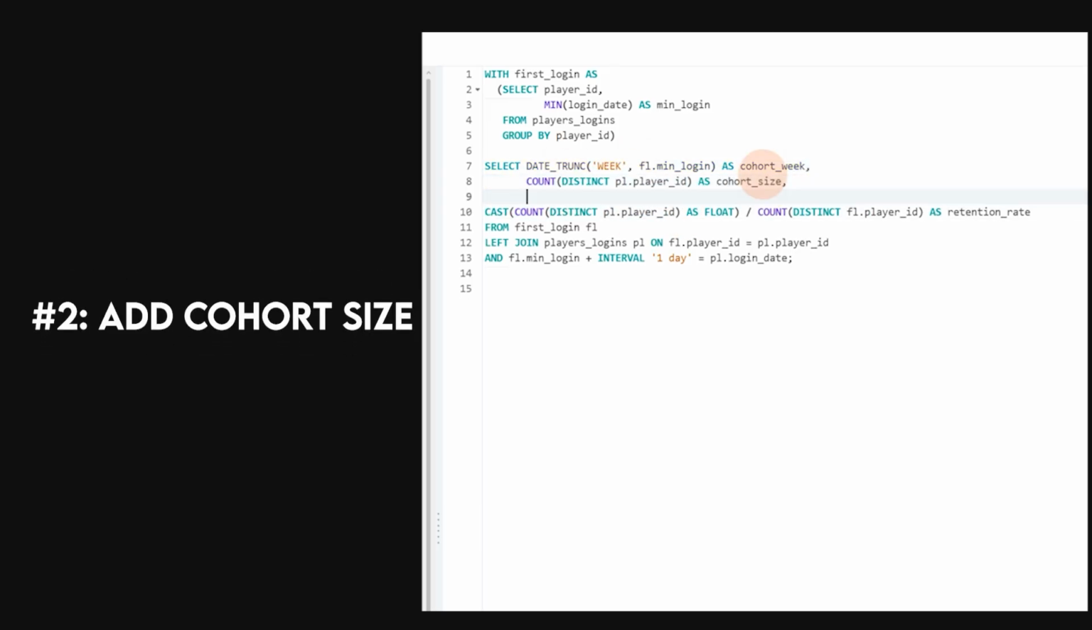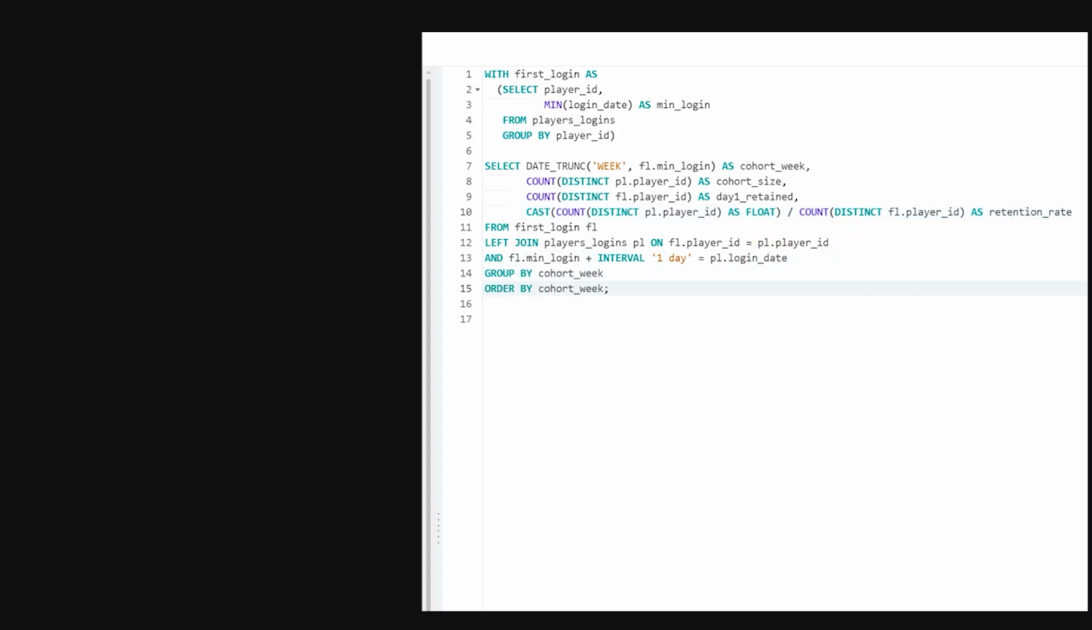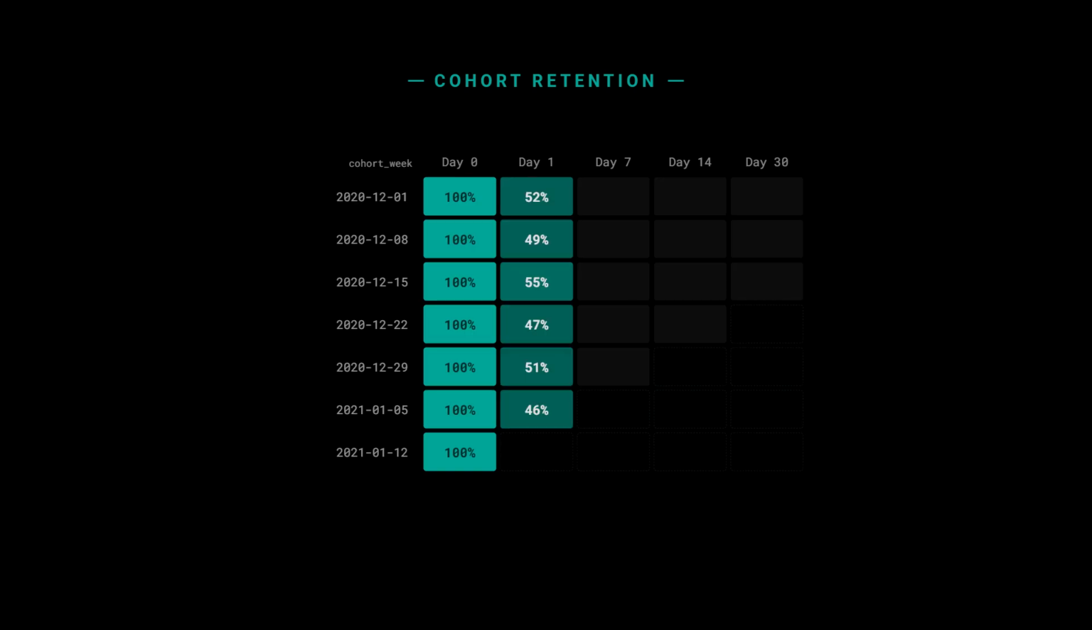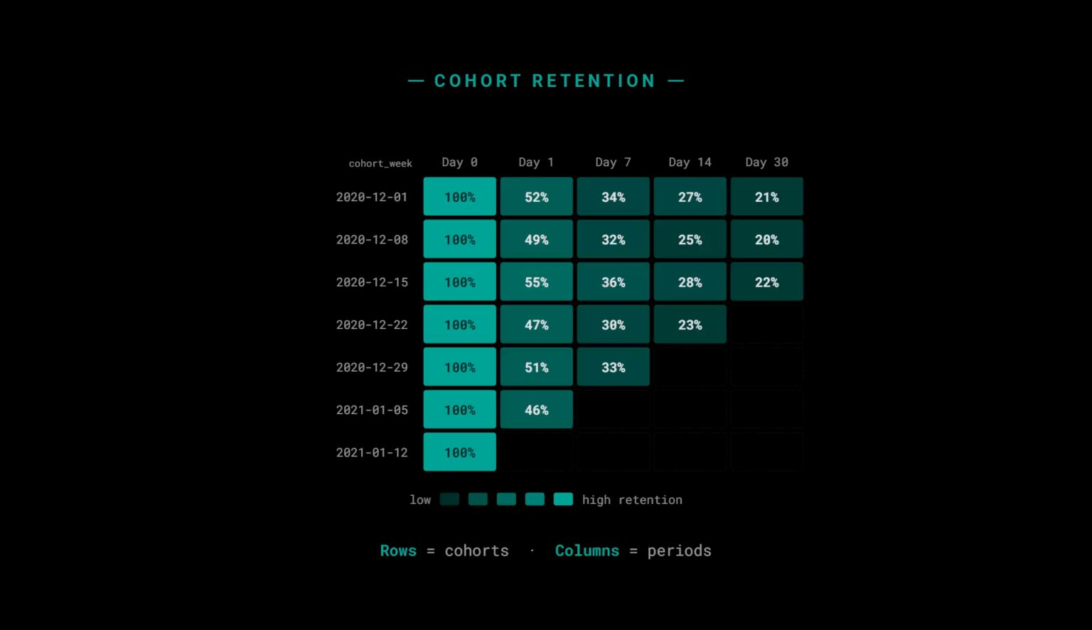2, a cohort size column, because now the denominator is different for every cohort. It's not one global number anymore. To switch to monthly cohorts, change week to month in date trunc. That's it. This output feeds a retention heat map. Rows are cohorts, columns are periods.